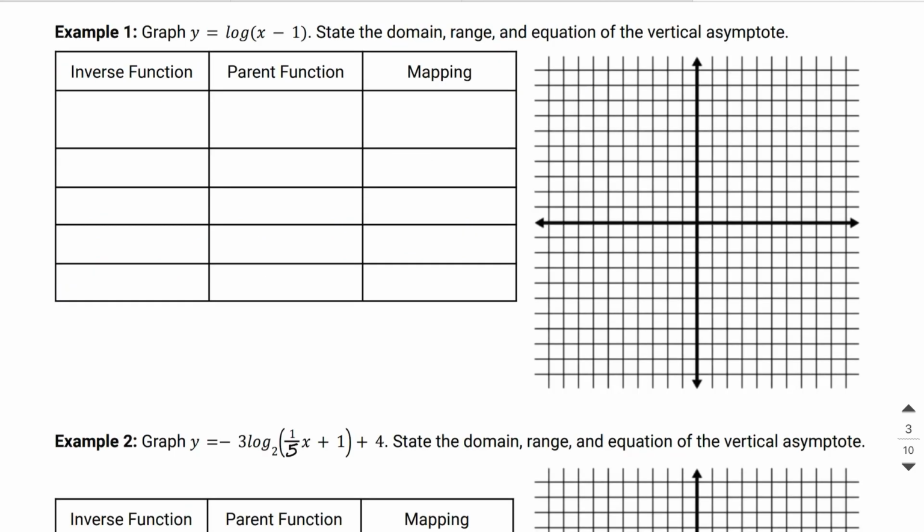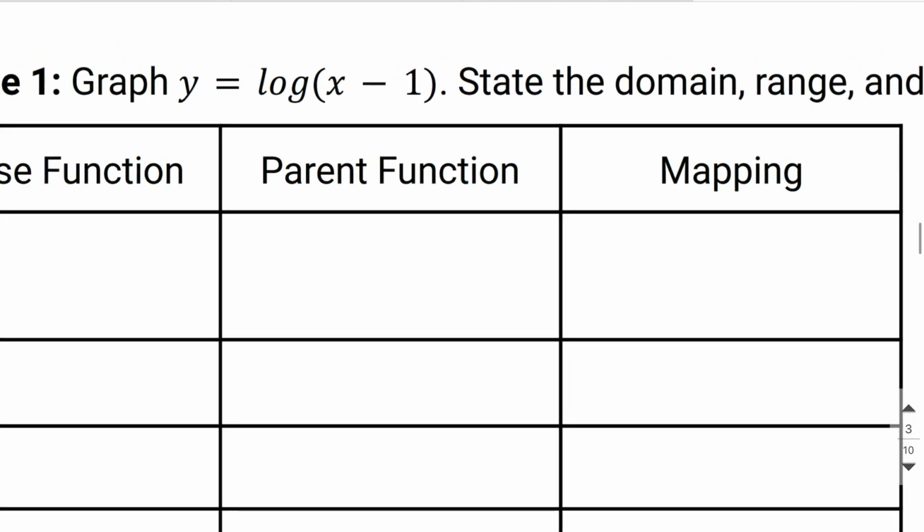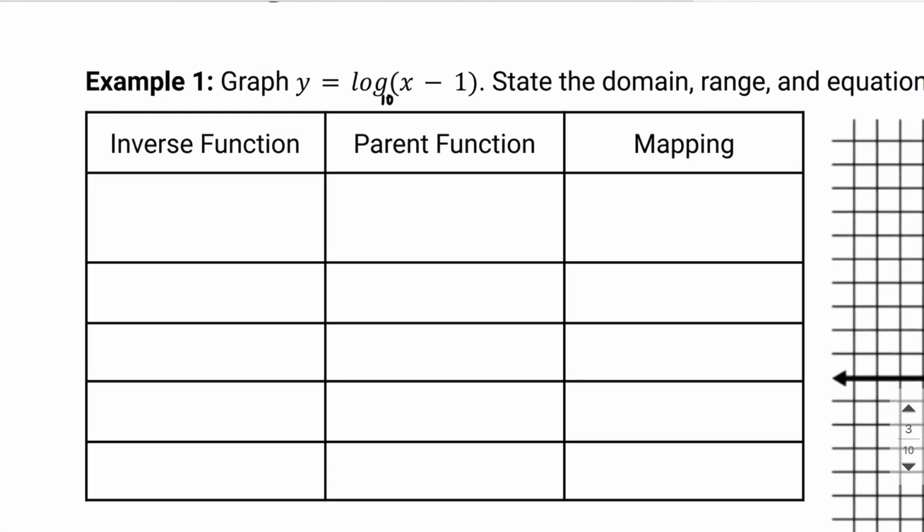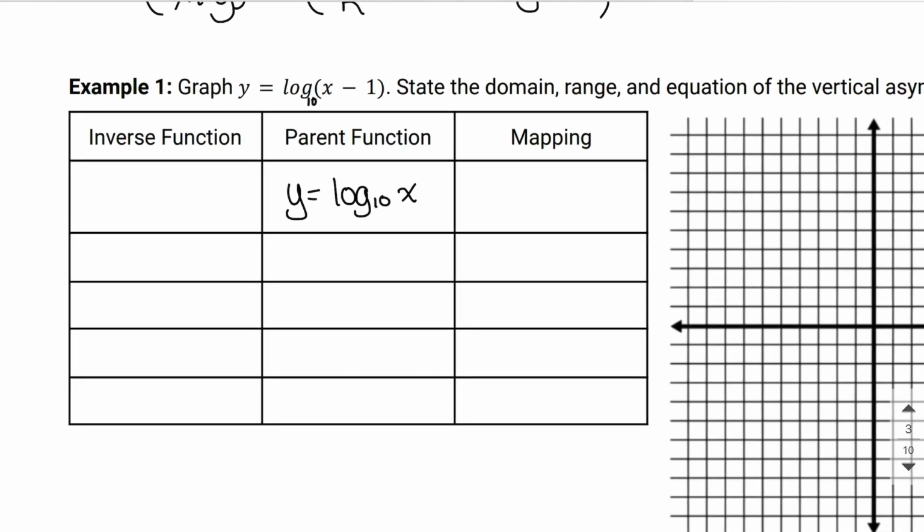So let's take a look at this example. We're going to graph the function y equals log of x minus 1, and then we want to state the domain, the range, and the equation of the vertical asymptote. Well, for starters, when there is no base given to us here, it is implied that this is base 10. And so my parent function would be y equals log base 10 of x, or just y equals log of x.